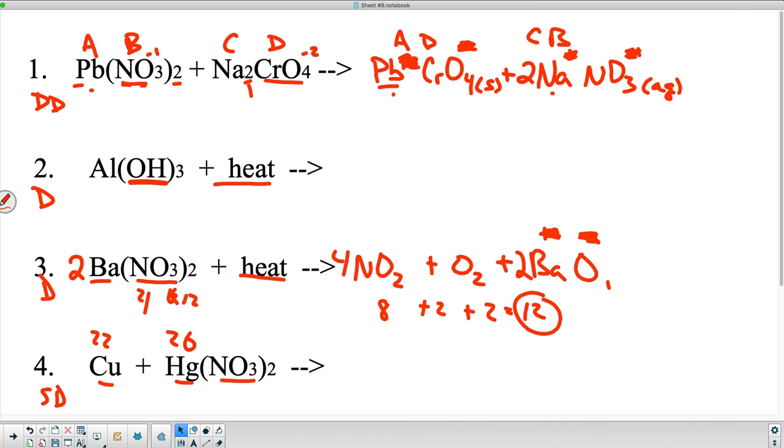And it looks like all the other nitrate decompositions that we've done. Okay, good luck. Please ask questions.